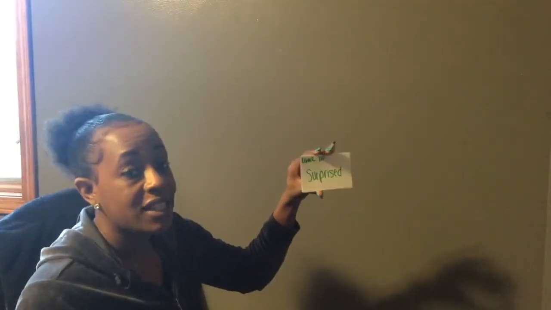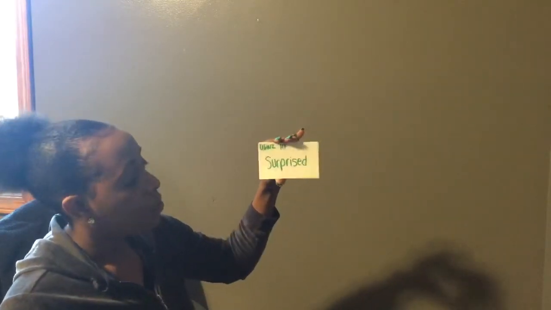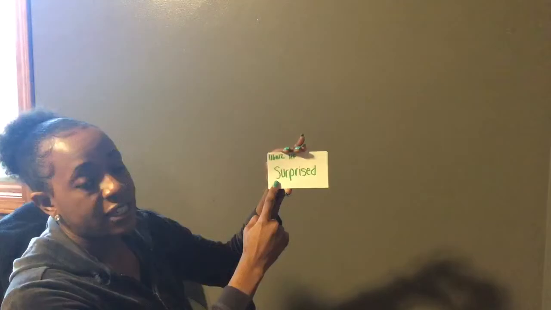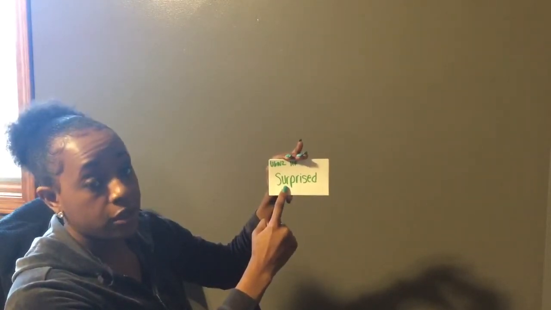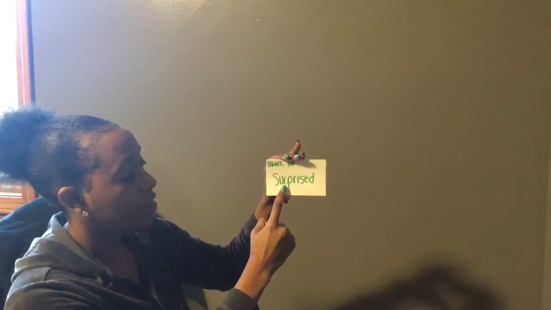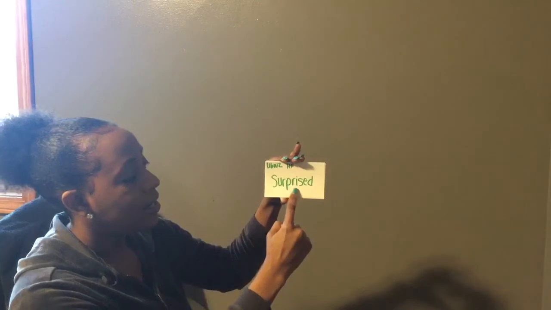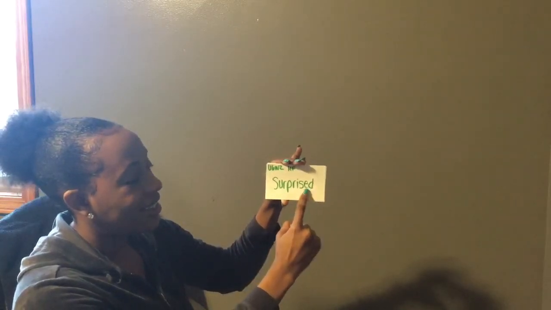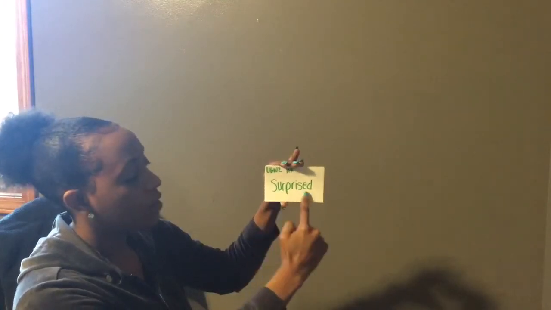Our first word is surprised. Surprised. As you notice looking at this word, we know our beginning sound, s, and then we see an R controlled part of the word, UR. So we're going to make the sound. And then we have PR, pr, ized. That E is silent, so it makes the I say its name. Surprised.